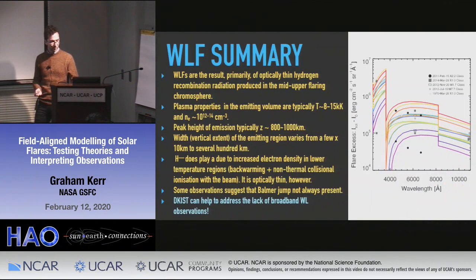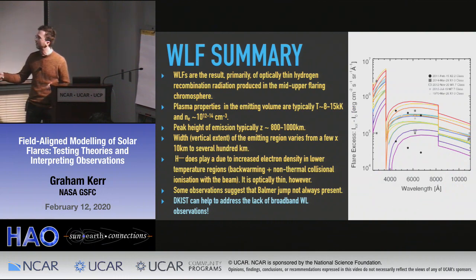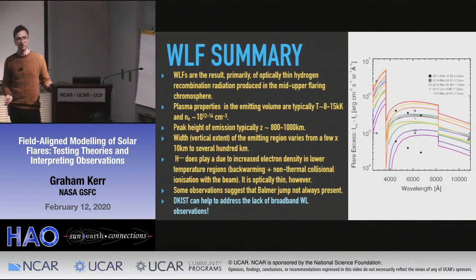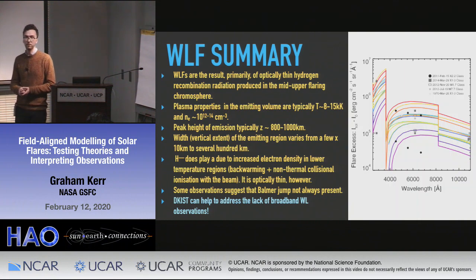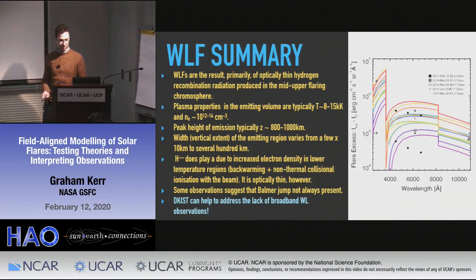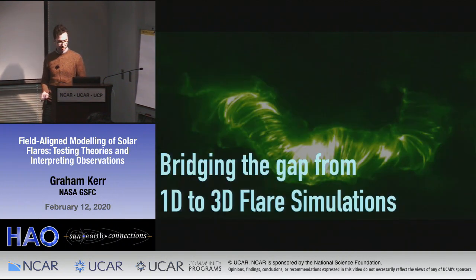So to summarize the white light portion of this, I'll leave this here to say that we're on the right tracks, but there are indications that we're not. There are missing ingredients in some flares, and I think it's a sign that we need to be heating the lower atmosphere. I'm hoping that further observations from DKIST can help support these modeling efforts. So, skipping on to the next topic I want to go into.